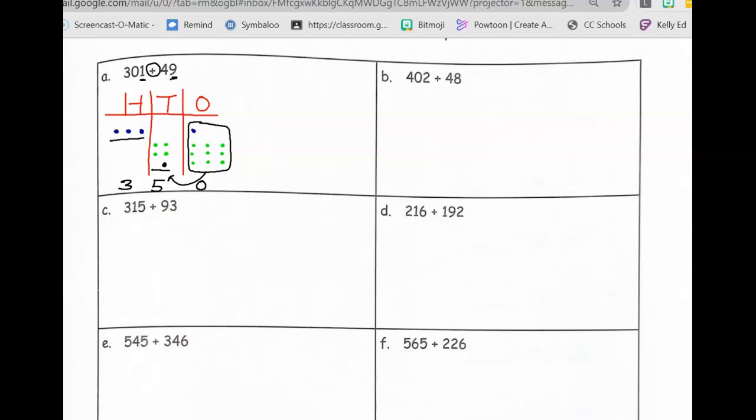Now, what I'm going to do is show you the vertical way over here in the next part. Same problem, but I'm going to write it vertically. This is our standard algorithm way. Now, let me show you something. I always teach my kids to draw a place value bar like this. And basically what I just showed you is the same as this, except we're using digits instead of our place value disk.